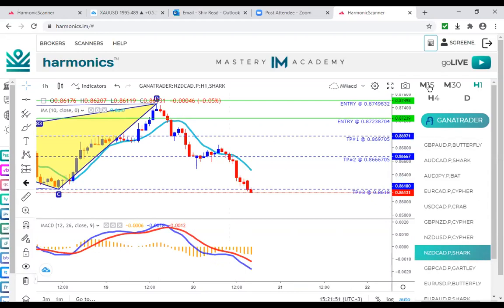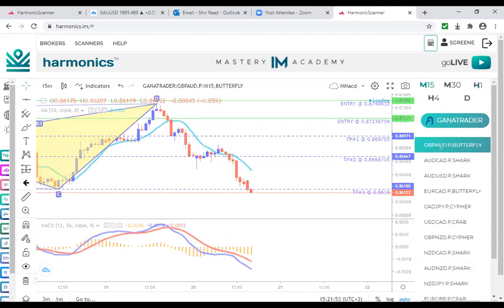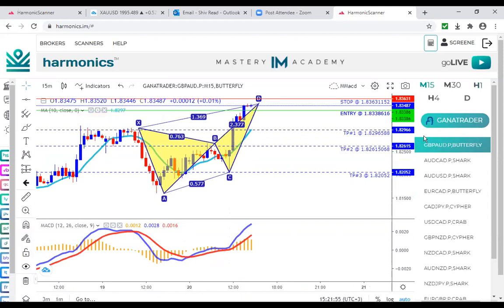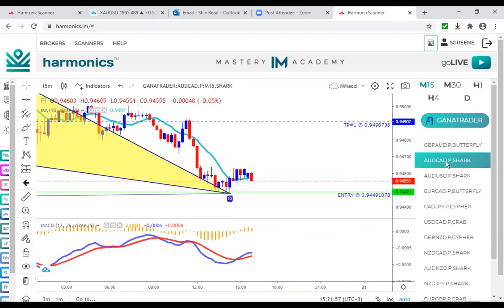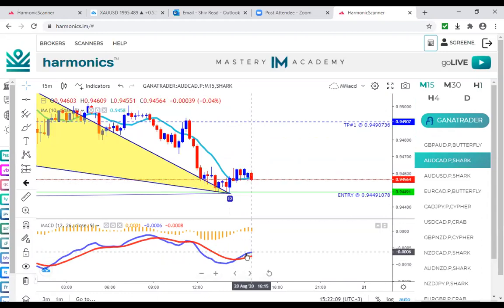All right, cool. Let's have a look on the 15. As you can see, I don't really pay any attention to my broker. All right, this looks cute. So who's this? AUD CAD, 15 minutes. So right now it's pushing below, but the MACD, we've got our confirmation from the MACD.